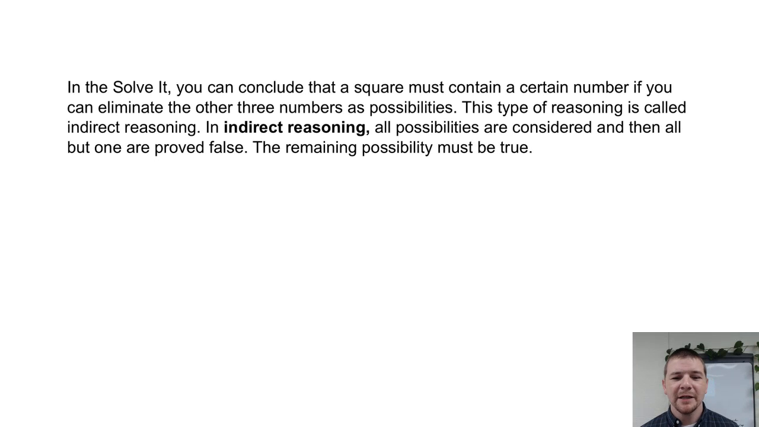In the solve it, you can conclude that a square must contain a certain number if you can eliminate the other three numbers as possibilities. This type of reasoning is called indirect reasoning. In indirect reasoning, all possibilities are considered, and then all but one are proved false. The remaining possibility must be true.